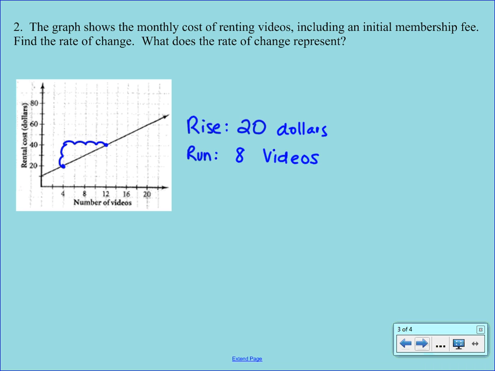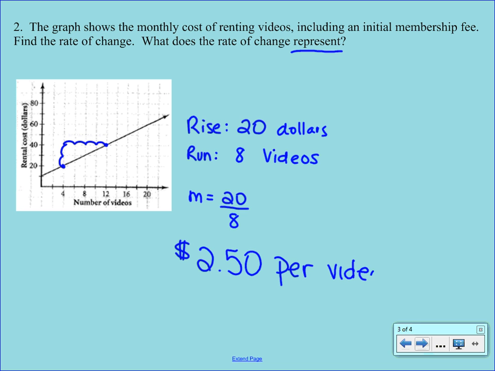So our slope here, or our rate of change, remember those words are interchangeable, is 20 over 8. So divide that out, and you can use a decimal here because we are going to be talking about dollars, so a decimal would make sense. So when you divide 20 by 8, you get 2.50. And we're going to write it like this because the rate of change, and here's where we answer the second question, represents dollars per video. So this graph is showing us that each video we rent costs $2.50 per video.